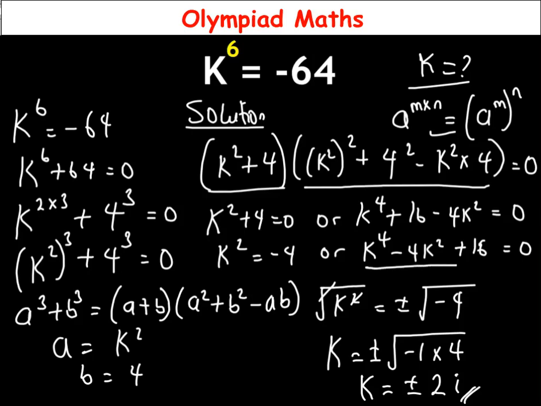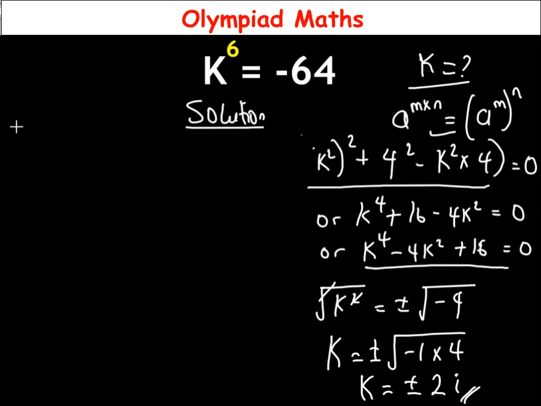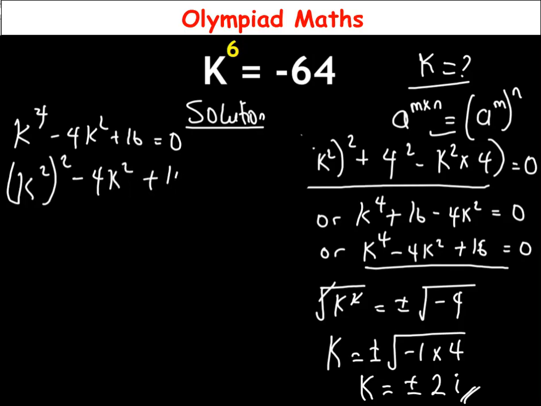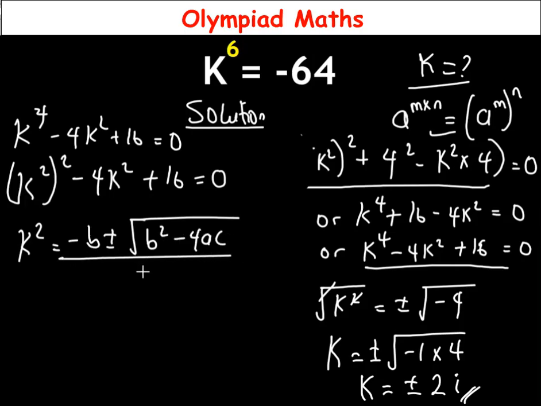Then from here, let's get the other values of k. We have k raised to the power 4, then minus 4k squared plus 16 is equal to 0. This can be written as k raised to the power 2, all power of 2, then minus 4k squared plus 16 is equal to 0. What you have right here is a quadratic equation. To solve it, we introduce the quadratic formula, which is given by k squared is equal to minus b plus or minus square root of b squared minus 4ac, all over 2a.